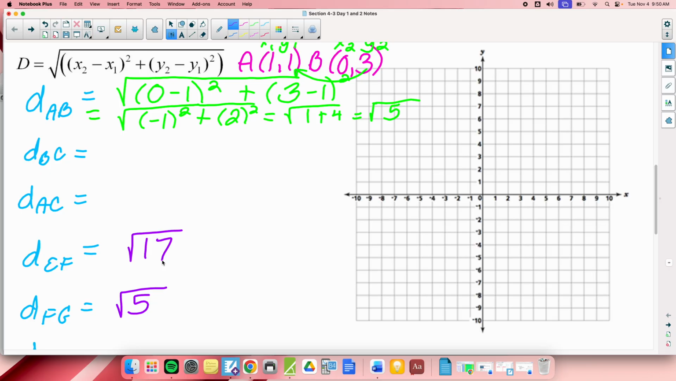Anyone else get an answer? How about the first row? Did you guys get BC yet? Anyone? What did you get? Square root of 8? Okay, that sounds right. Second row, did anyone get AC? What did you get? Okay, and that looks right, correct? Because now we have 2 square root of 17s and 2 square root of 5s.